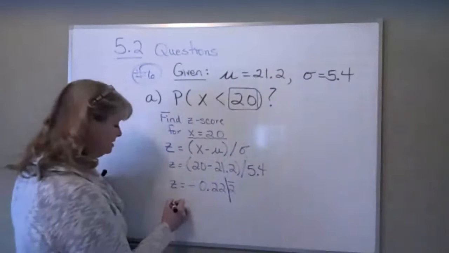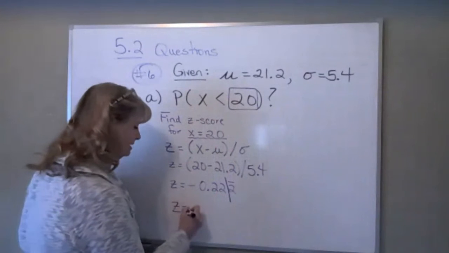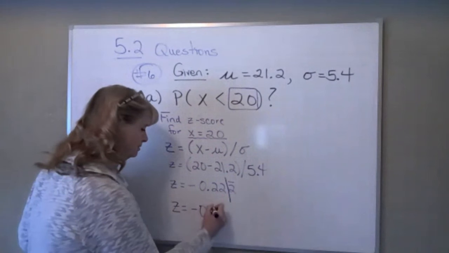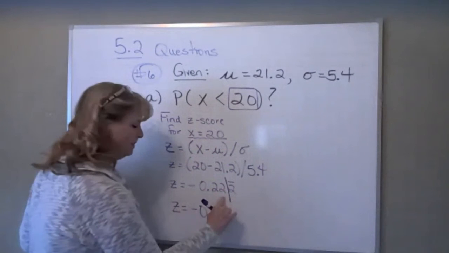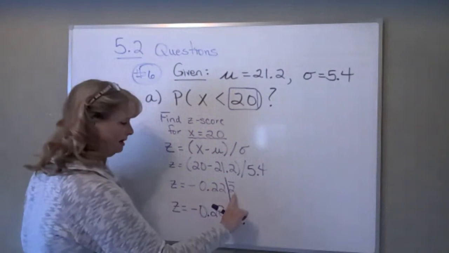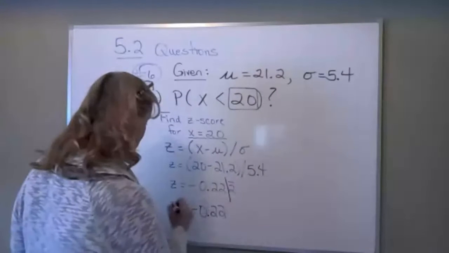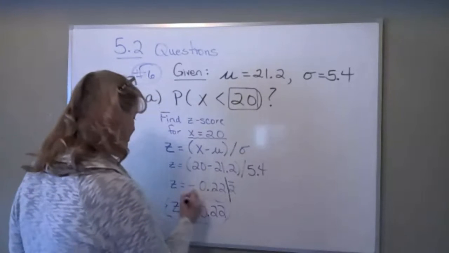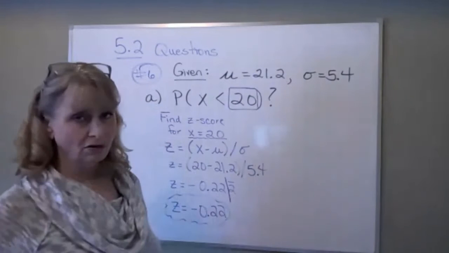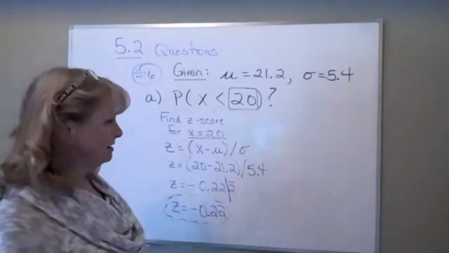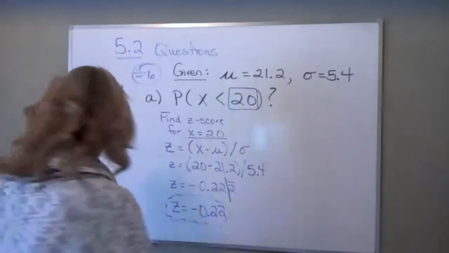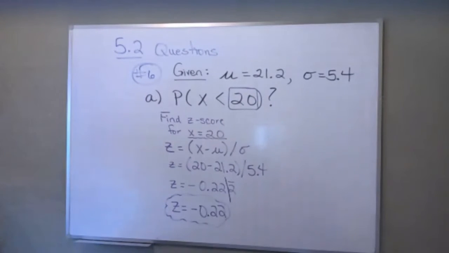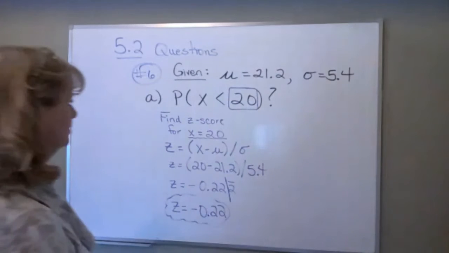So if I round this to 2 places, I get z equals negative 0.22. I'm going to keep that 2 because the very next number is less than 5. So this is the z-score. That's not my answer. That's the z-score for that data value. So now I'm going to change this problem.